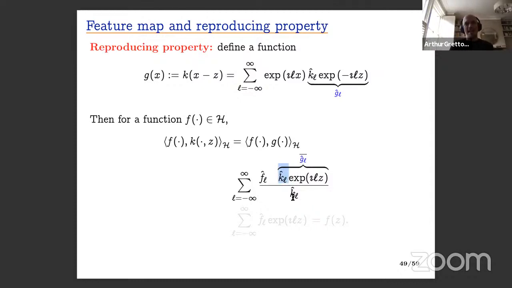And now this k and this k cancel. And then I just get the Fourier representation of f, and I'm done. So my roughness penalized dot product satisfies the reproducing property.